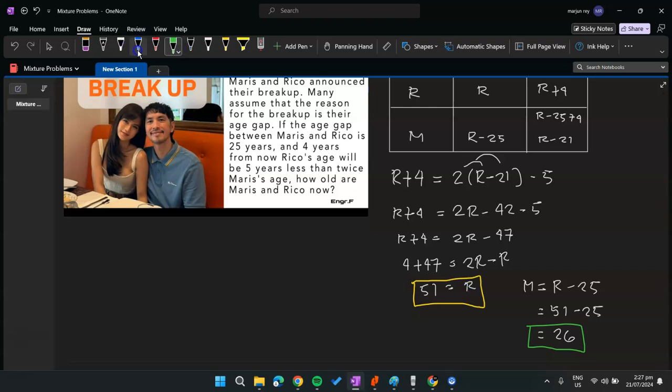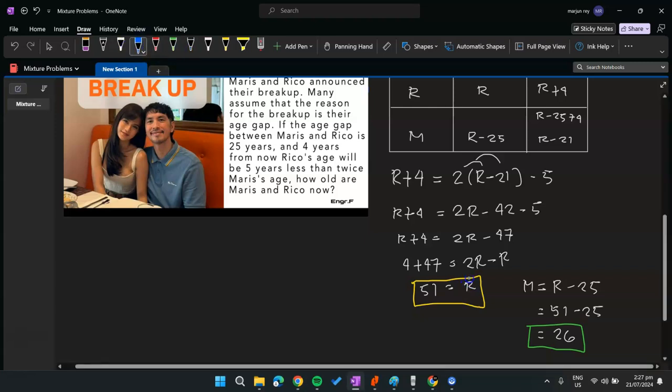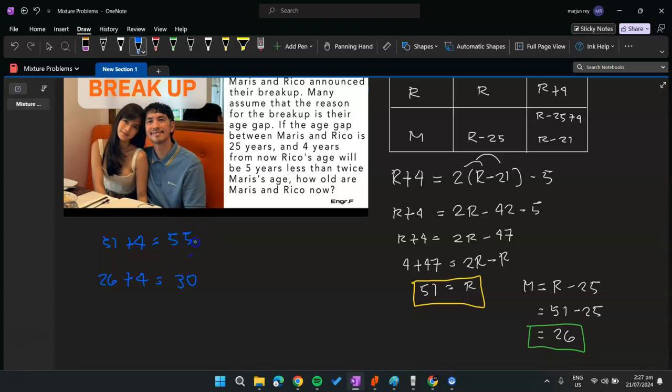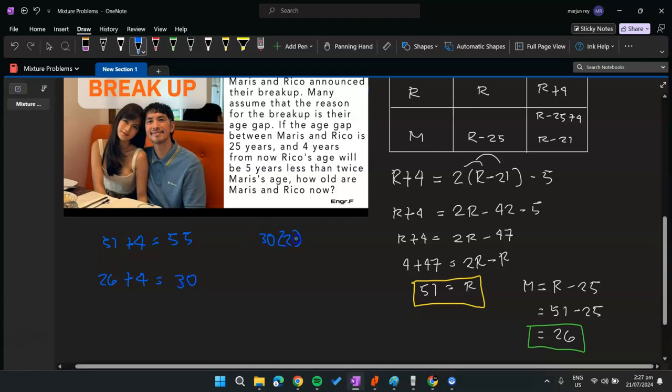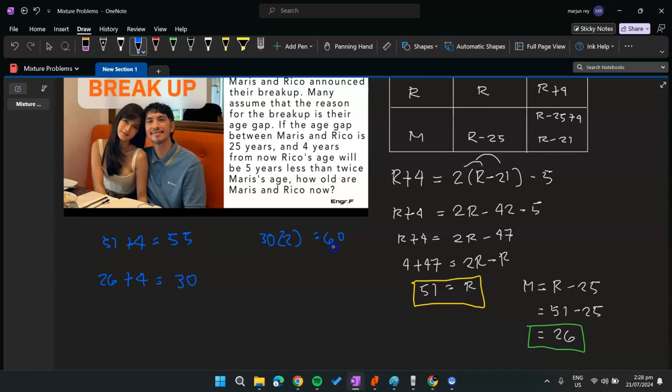So we'll try to check if this is really correct. 4 years from now, 51 plus 4, this is 55. And then 26 plus 4, this is 30. So let's try to see, is 55 5 less than twice 30? So 30 by 2, this is actually 60. And we know that 55 is 60 less 5. So ito yung ating sagot.